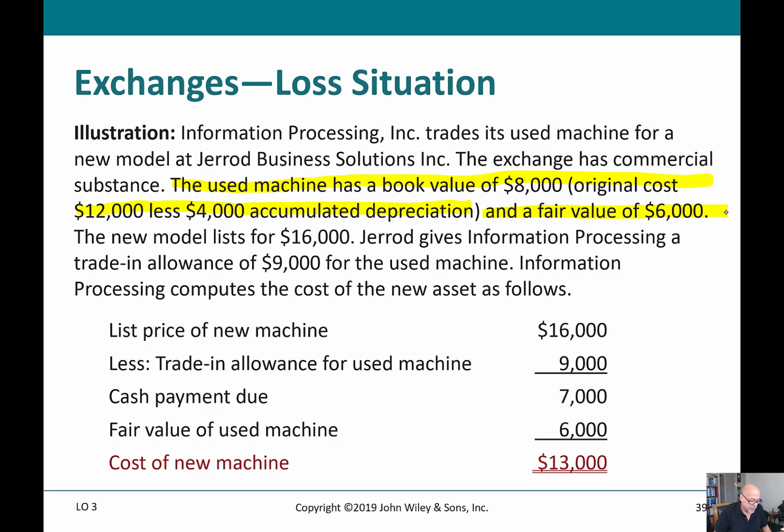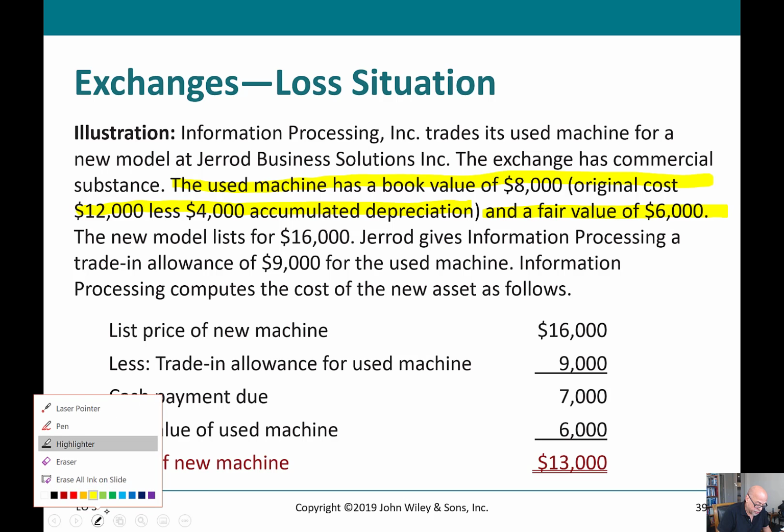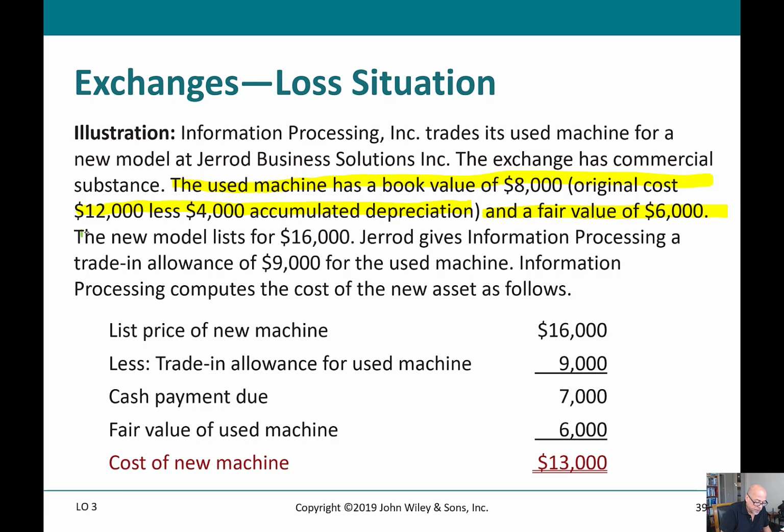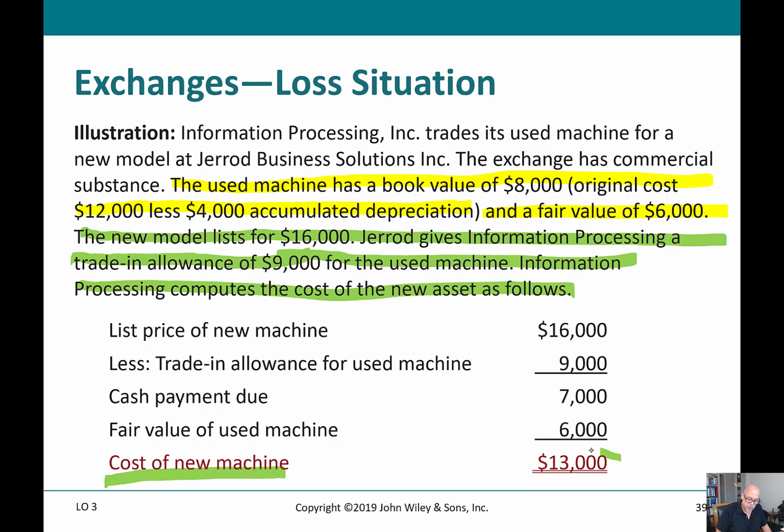Now, these give us some additional information because we're going to be looking at the entire journal entry for this situation. The new model lists for $16,000, and I'm going to get a trade-in allowance for my old machine of $9,000. They give me some information down here so I know what to debit to bring on this new piece of machinery. I'm going to have to debit equipment.